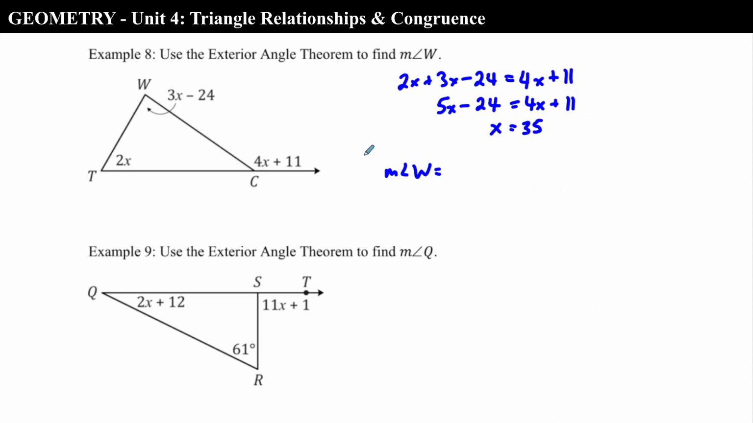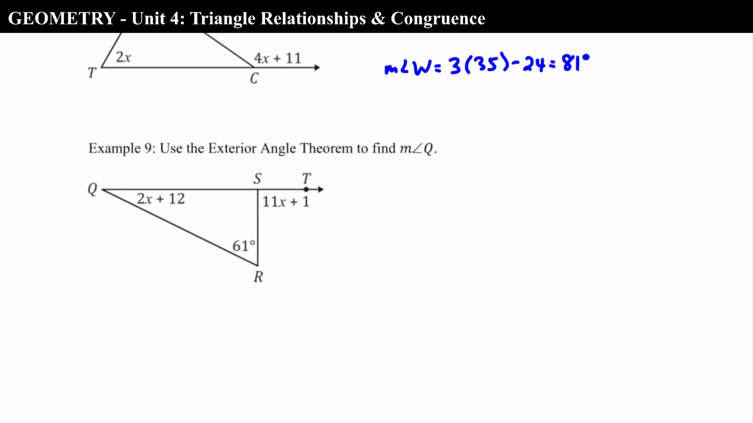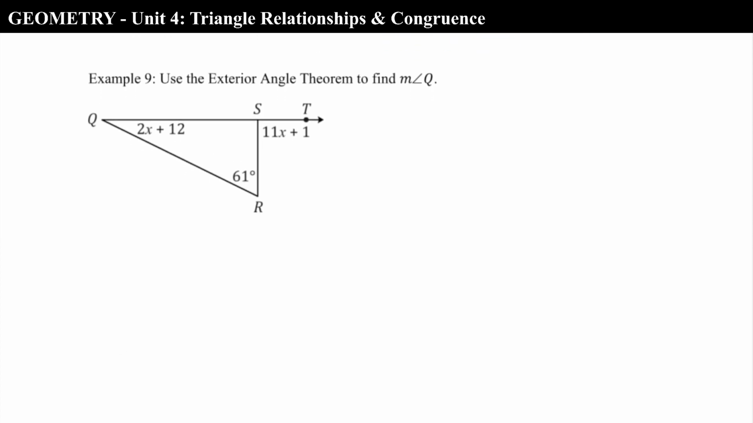So we go over here and find that. It's going to be 3 times 35 minus 24. And when you do that math, that's going to give you 81 degrees.